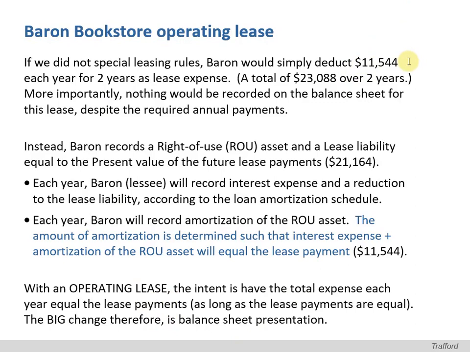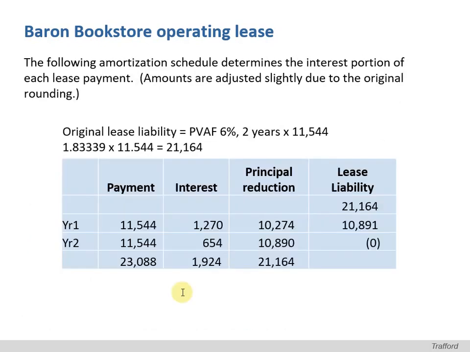We haven't front-loaded any of our expenses. The big change when you have an operating lease is the balance sheet presentation. We need to put that right-of-use asset and that lease liability on the balance sheet. All right, well, let's look at the numbers.